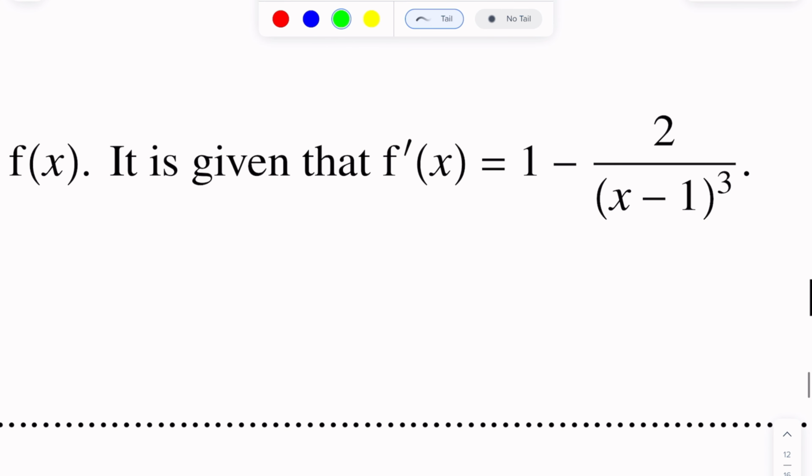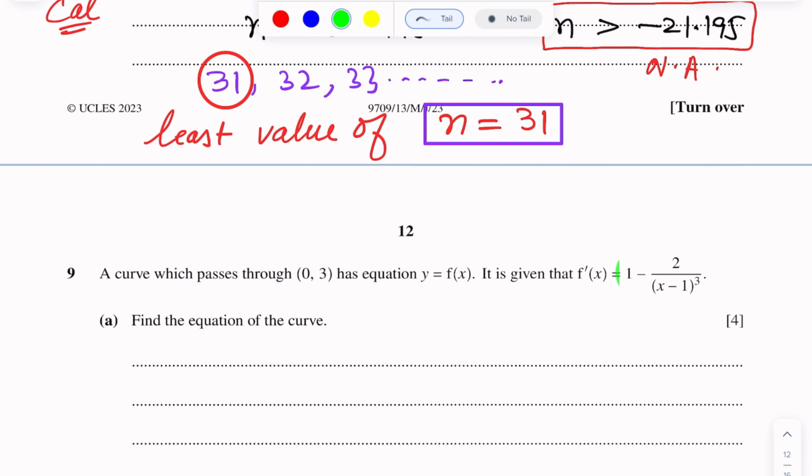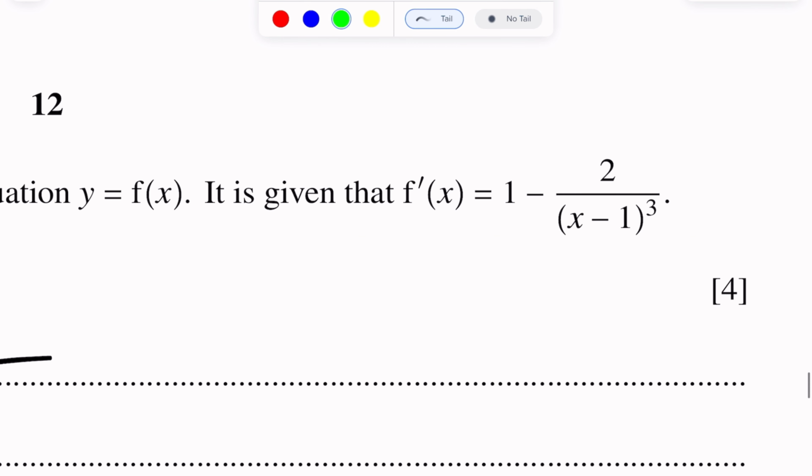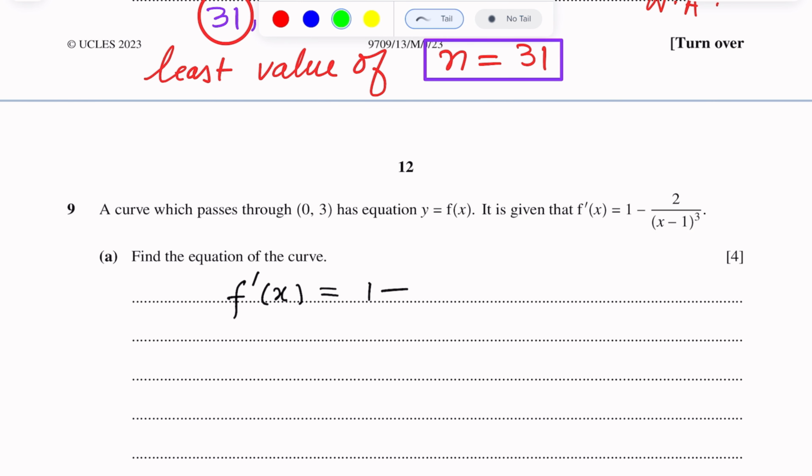Gradient of the curve is given. We have to find the equation of the curve. Gradient expression is f'(x) is equal to 1 minus 2 over (x minus 1) power 3. So we can write it as 2 into (x minus 1) power negative 3. This is the gradient expression.